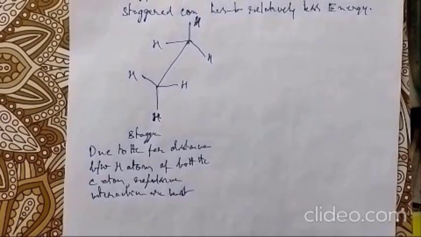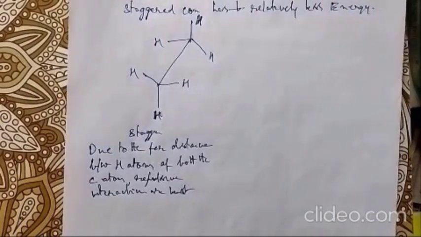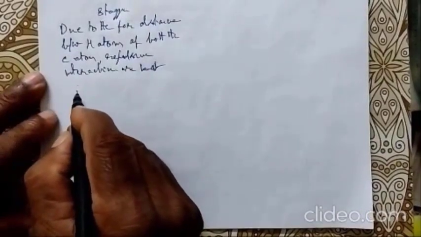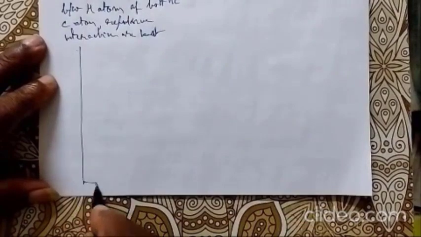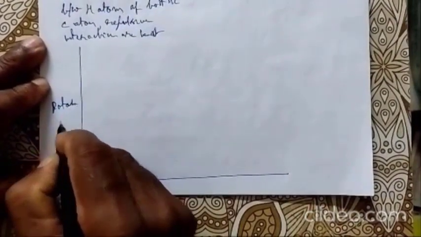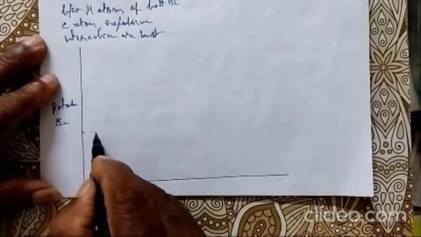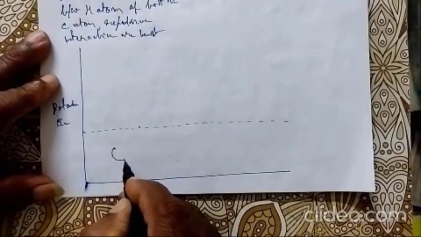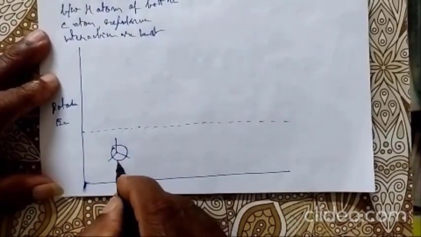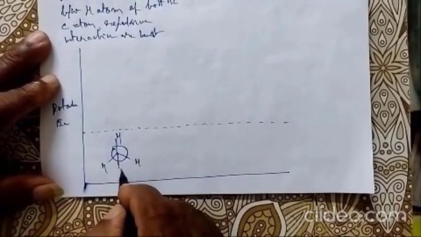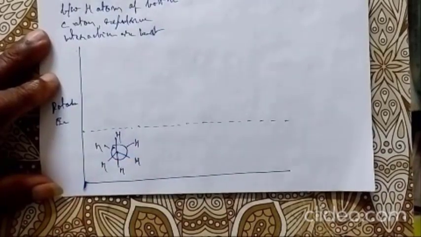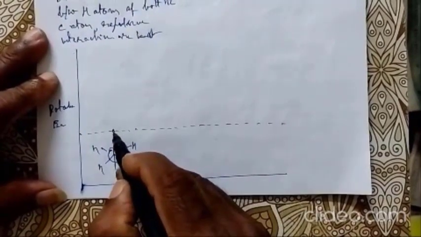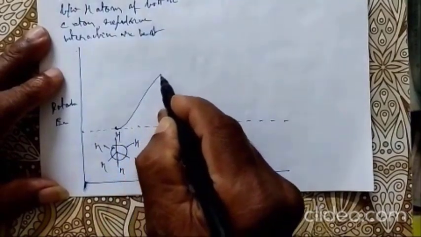Now we can understand this by drawing a diagram. So here, let us draw a graph. Here, potential energy, let us take this as the energy line. So here this is staggered arrangement, hydrogen, hydrogen, hydrogen. For the staggered arrangement, the energy is least, and as it changes from staggered to eclipsed, the energy rises in this manner.